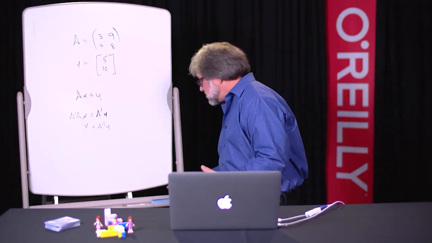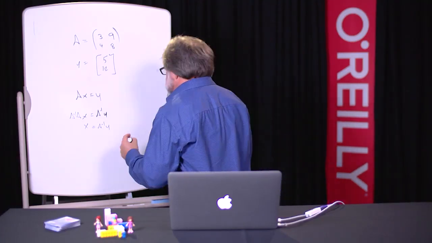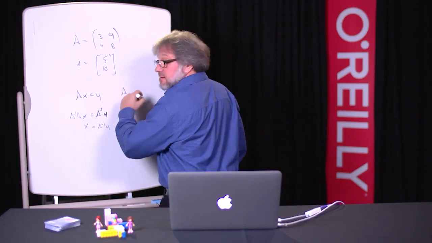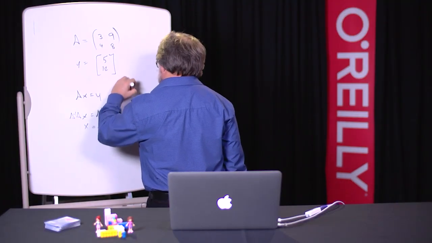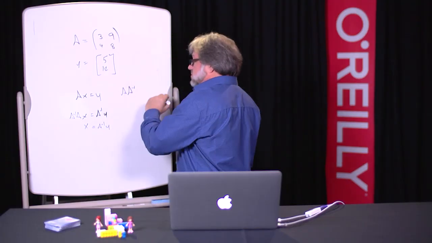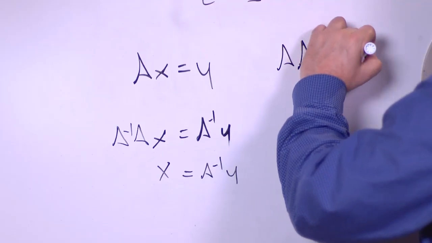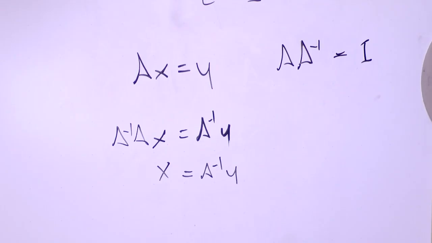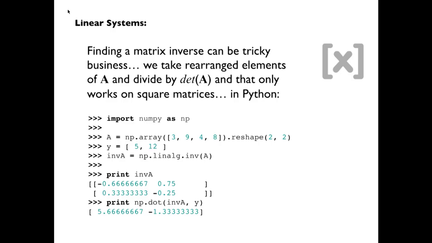And we have this notion of a matrix inverse. We can also state something like A times A to the -1. A matrix times its inverse is going to be equal to the identity matrix. So the identity comes back in pretty handy here. Finding an inverse of a matrix can be tricky business. We have to rearrange the elements and divide by the determinant. This is a point where the determinant comes in really handy. And it's only going to work on square matrices. But if you want to calculate it in Python, NumPy makes this very simple to do.